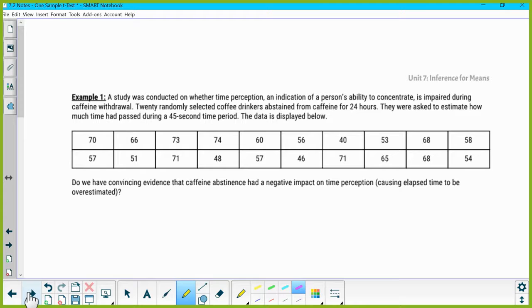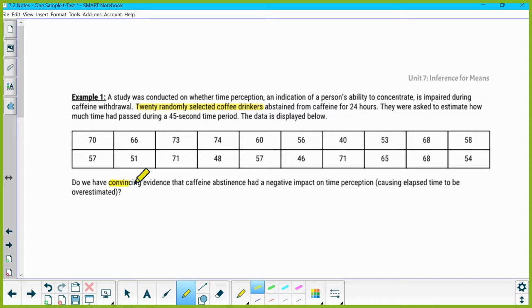Example 1, a study was conducted on whether time perception, an indication of a person's ability to concentrate, is impaired during caffeine withdrawal. 20 randomly selected coffee drinkers abstained from caffeine for 24 hours. They were asked to estimate how much time had passed during a 45-second time period. The data is displayed below.